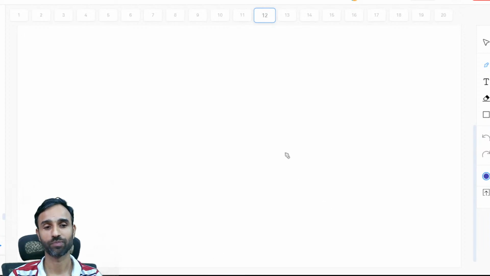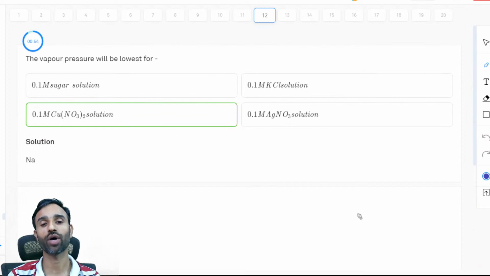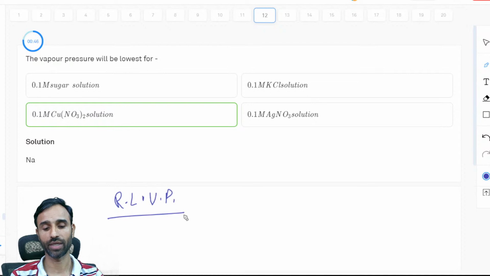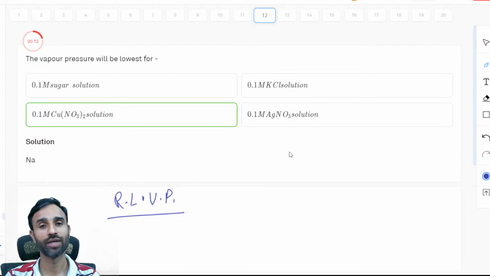Question number 12. Vapor pressure will be lowest for which one? Relative lowering of vapor pressure is a colligative property. So the more the number of particles, the lesser is the vapor pressure. So vapor pressure is the lowest for the one which gives the maximum number of ions. Sugar is a non-electrolyte, KCl will give 2 ions, copper nitrate will give 3 ions, silver nitrate will give 2 ions.